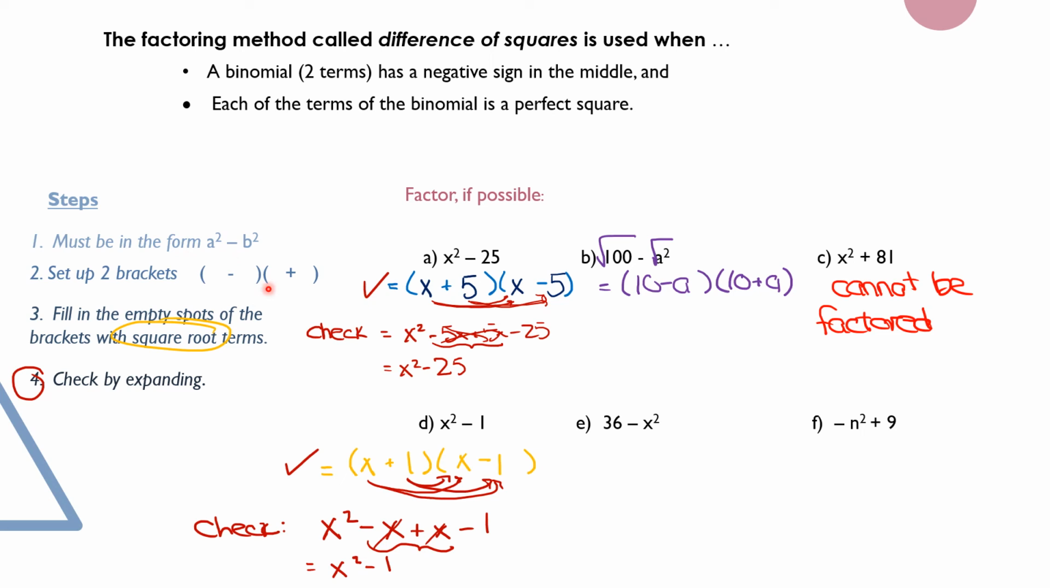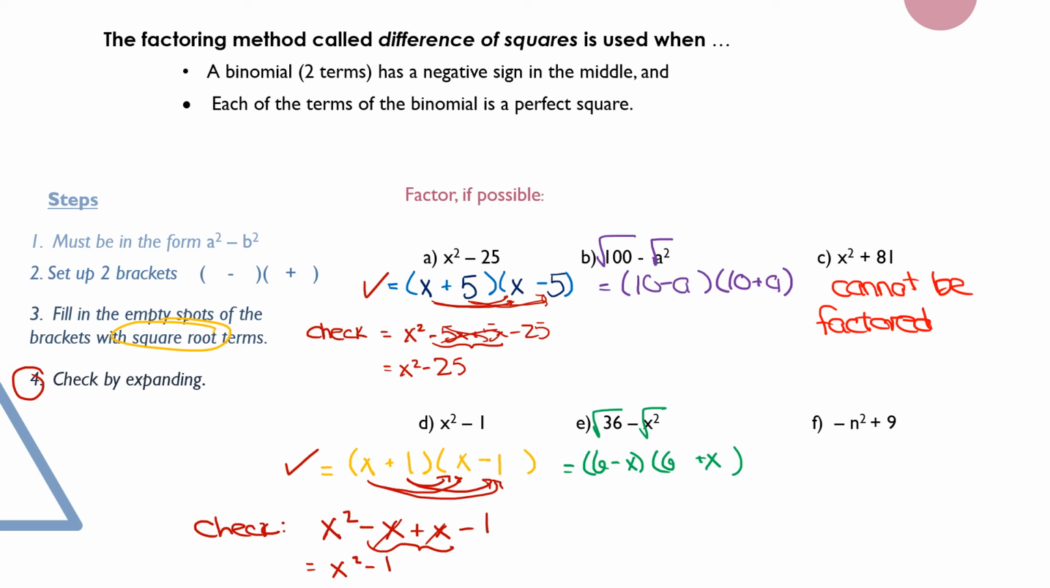Now we're going to set up 2 brackets, one with a minus sign and one with a plus sign. And what goes in the brackets? The square root. So the square root of 36 is 6. That's going to go at the front. Square root of x squared is x. That goes at the back. And that's it. That's your answer. We won't check this one, but you can trust me that it's correct.